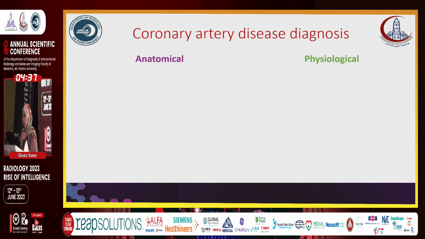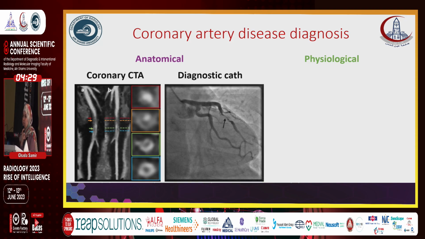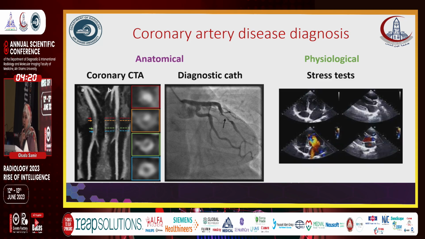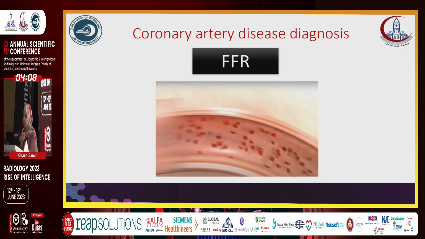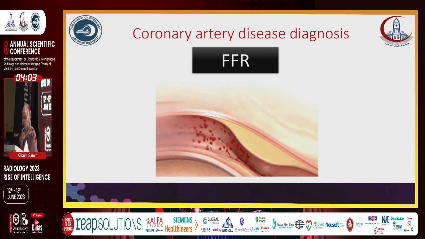As we all know, coronary artery disease diagnosis is mainly done by anatomical methods like CT coronary angiography or diagnostic cath. However, physiological diagnosis of coronary artery disease depends on other methods like the nuclear medicine stress test, stress echo, or even stress cardiac MRI. However, the new FFR method has the ability to combine both anatomical and physiological assessment of coronary plaques. It gives the physiological impact of the plaque, how hemodynamically significant the plaque is.